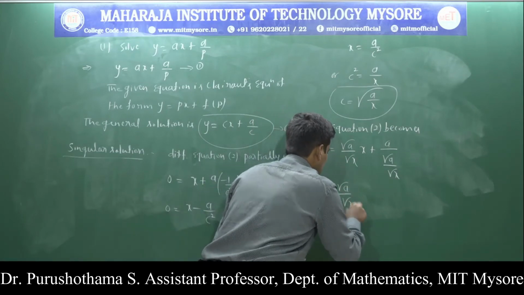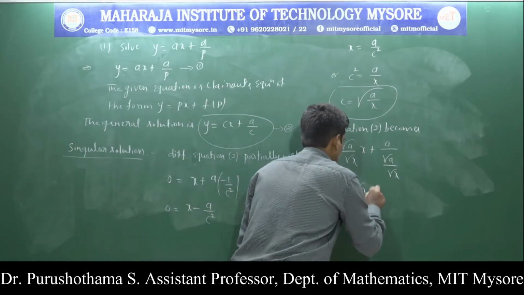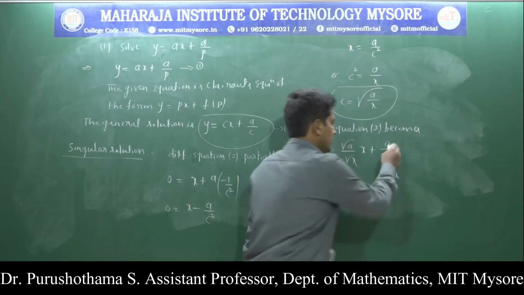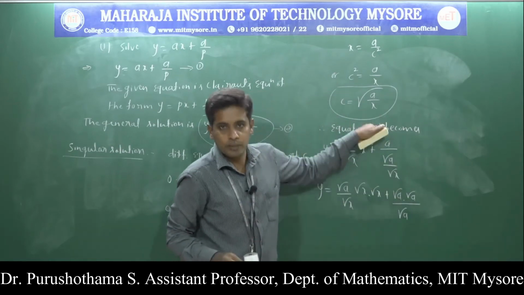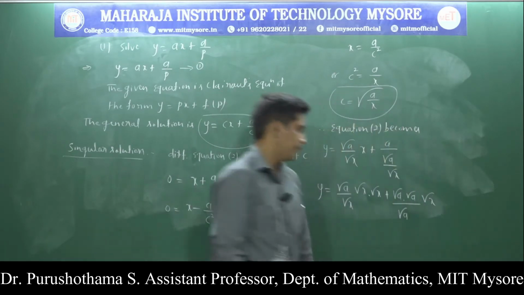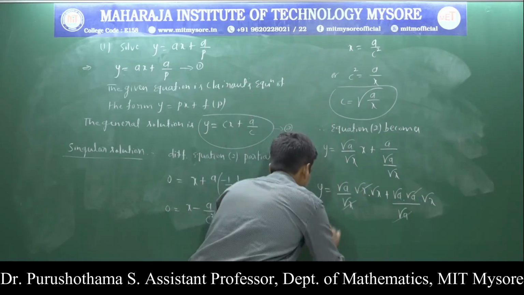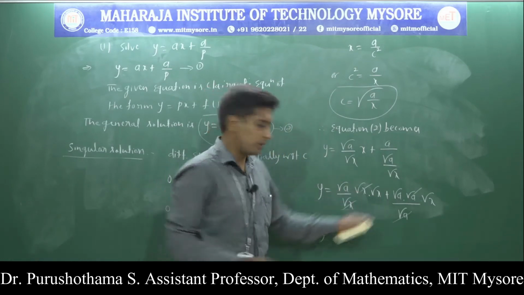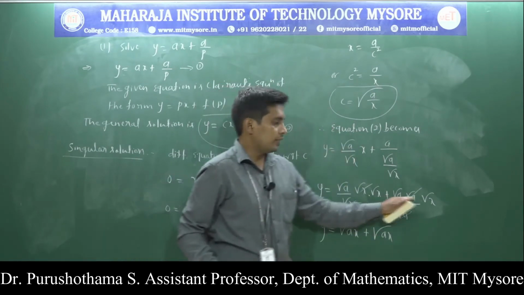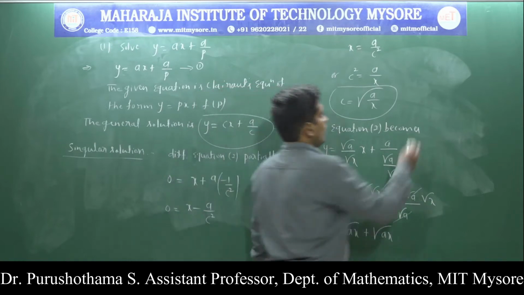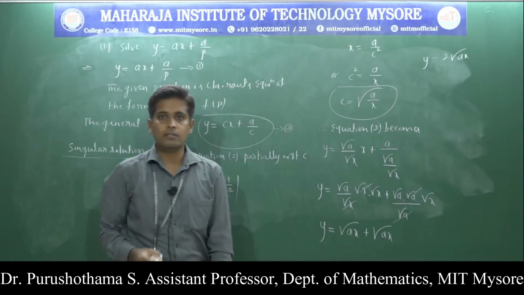root a by root x into x is nothing but root x into root x, therefore root x into root x, plus a is nothing but root a into root a, divided by root a. This root x goes to the numerator into root x. Here one root x gets cancelled, root a gets cancelled, finally y is equal to root a into root x, which is root ax, plus again root ax, or y is equal to 2 times root ax.